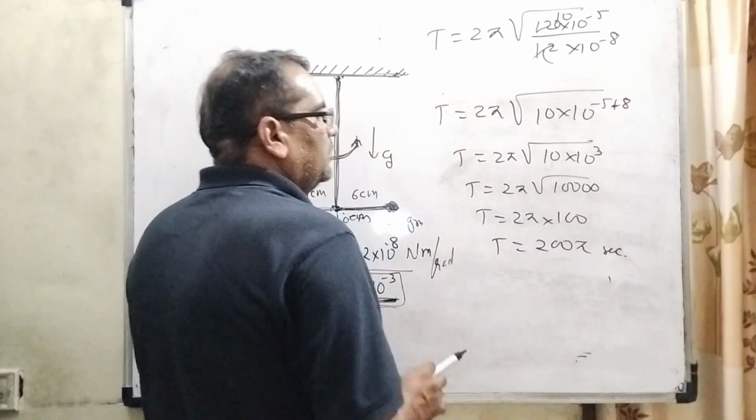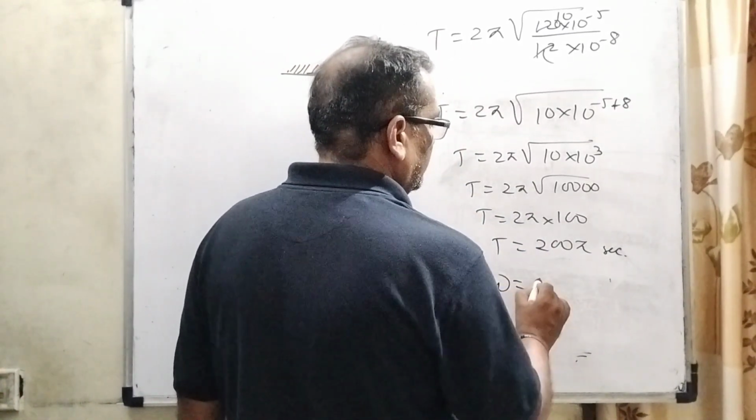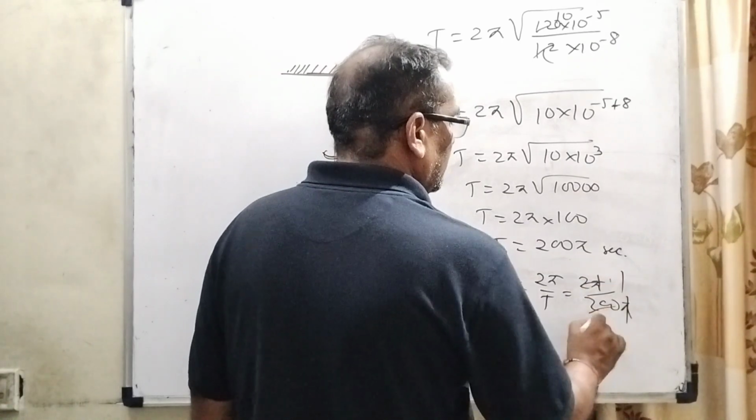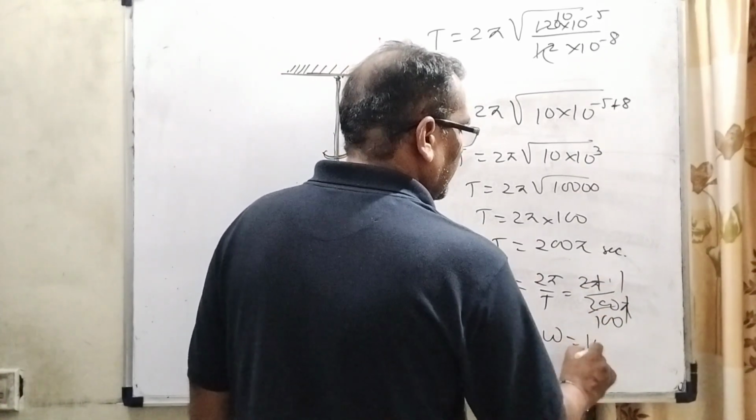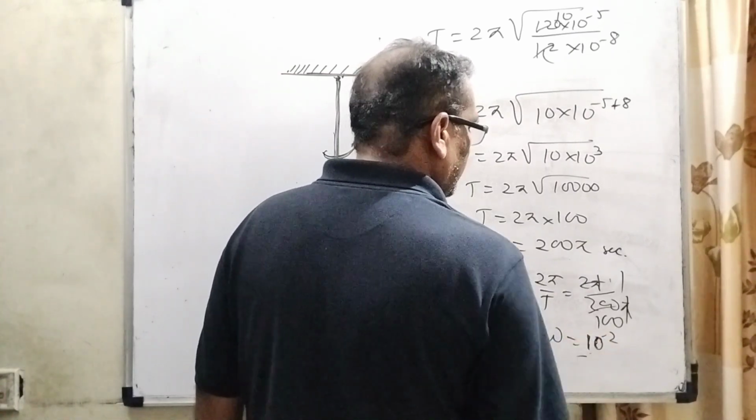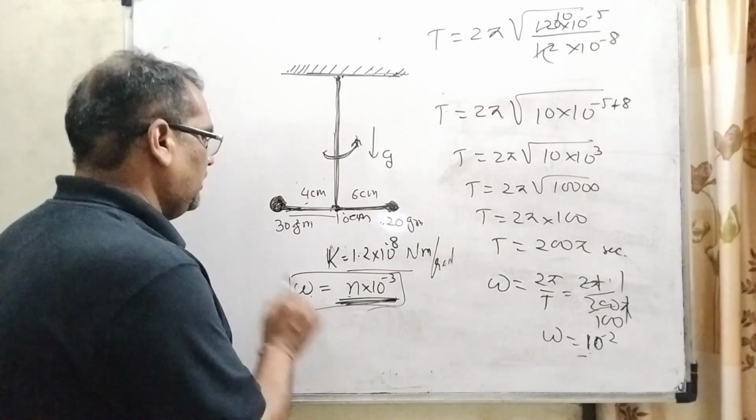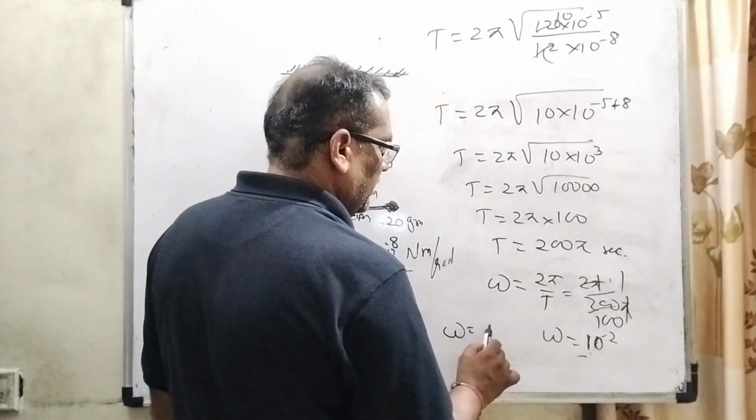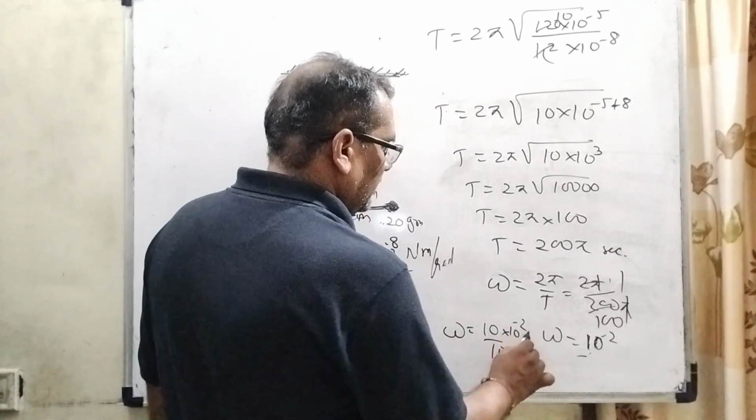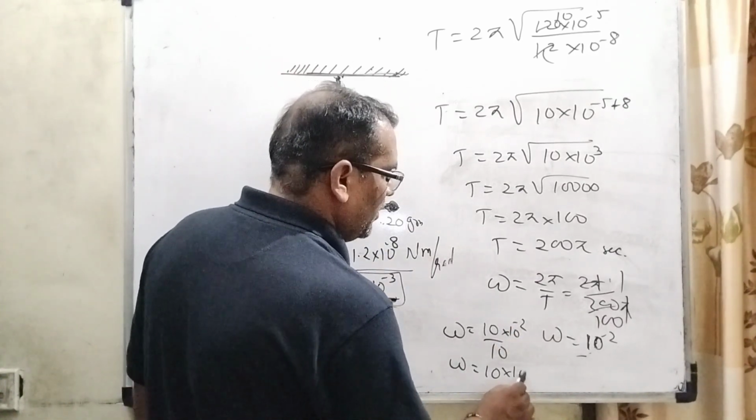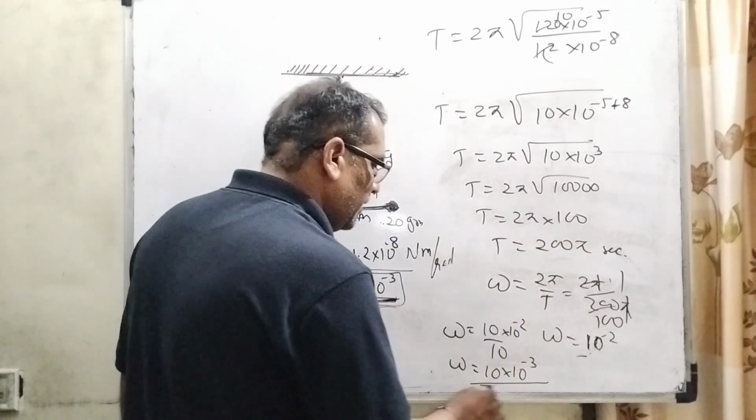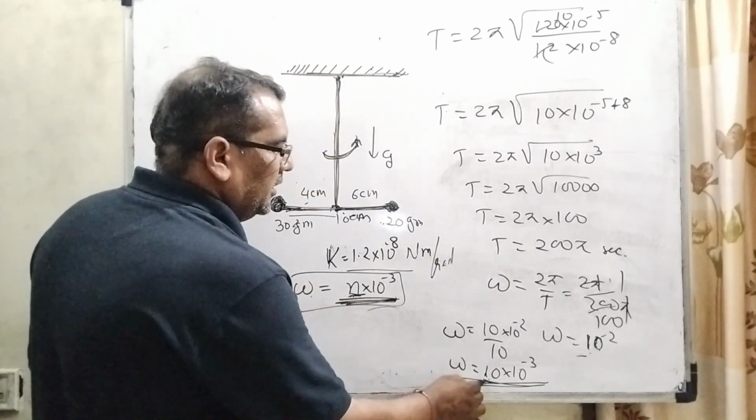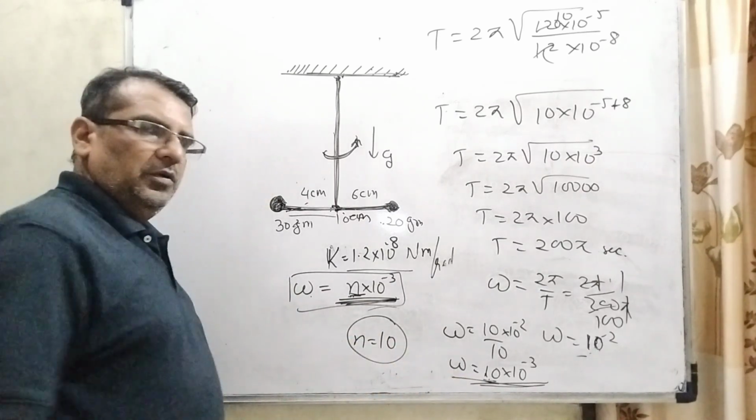Now the time period equals 200π seconds, then angular frequency ω = 2π/T. Substituting this value 200π, π and π cancel out, so ω = 10^-2 radian per second. But we are given that ω = n × 10^-3. So 10^-2 can be written as 10 × 10^-3. Now comparing, n equals 10. So this is the correct answer.